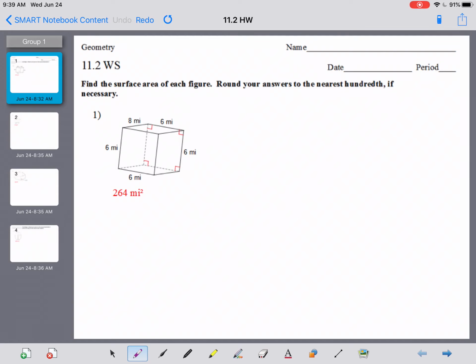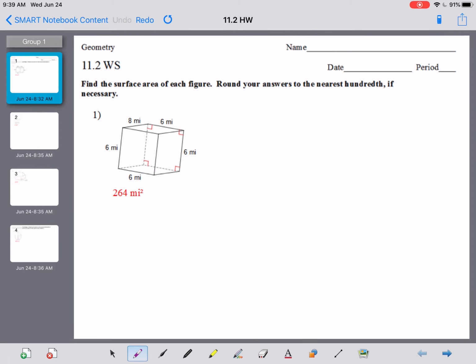All right, guys, let's run through some problems on the 11.2 worksheet. So this section was dealing with the surface area of the two more basic figures out there, which are prisms and cylinders, and that's what's going on in this problem right here. So we're being asked to find the surface area of this particular figure.